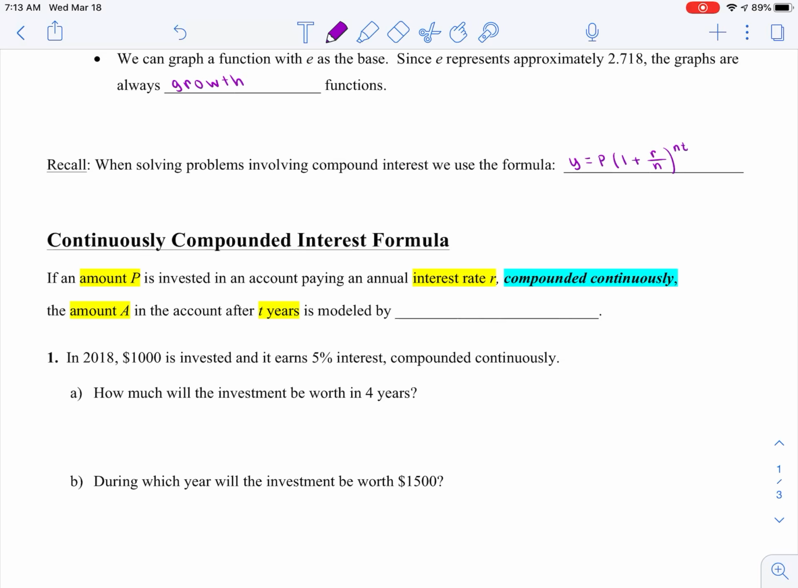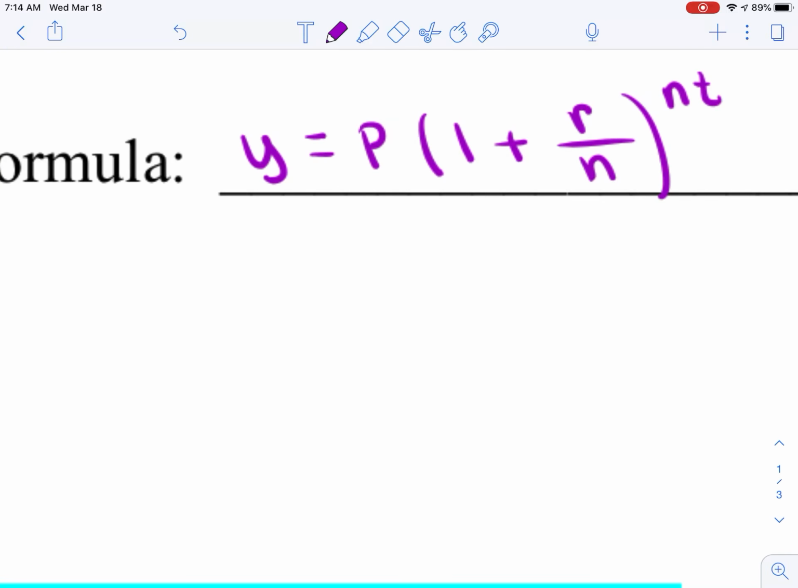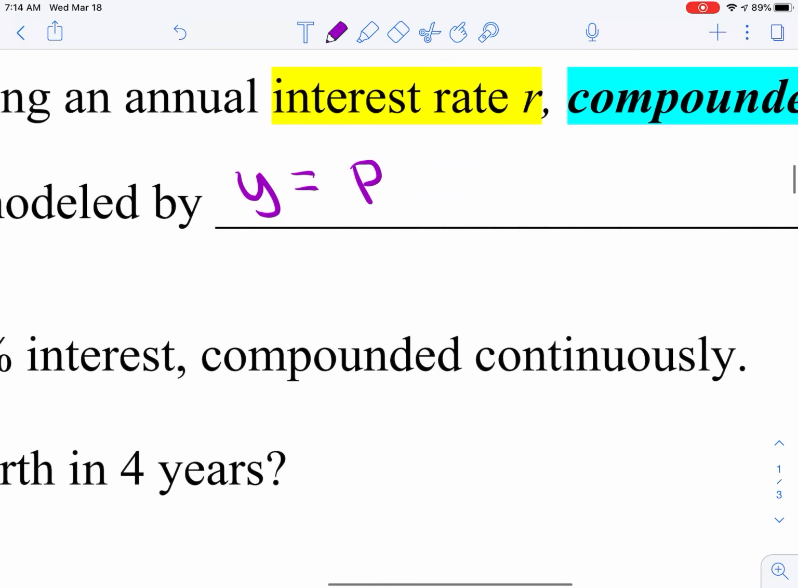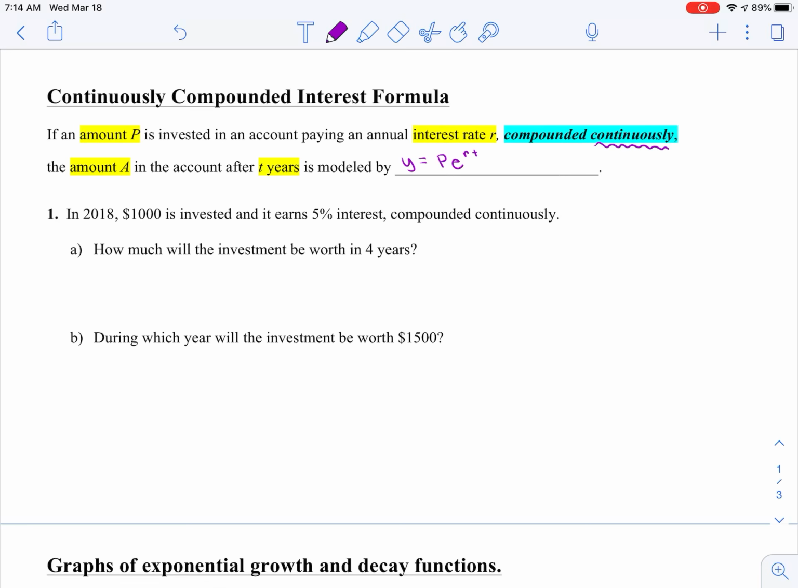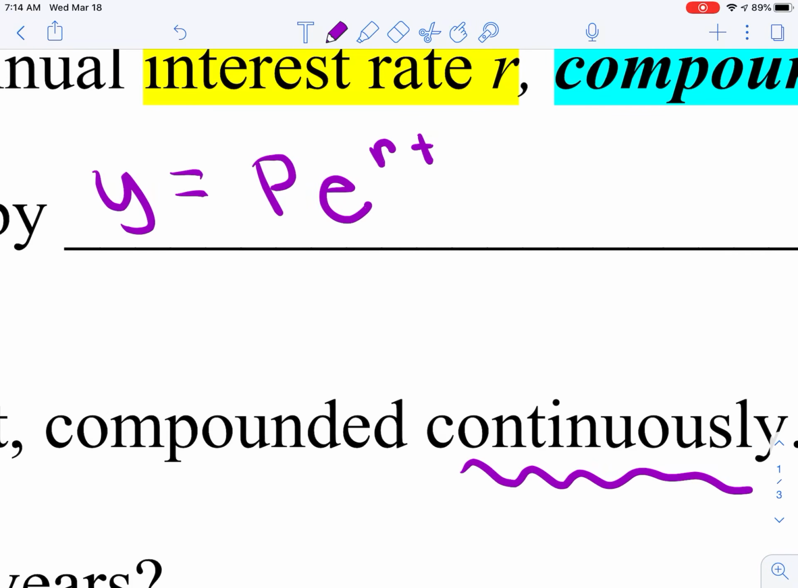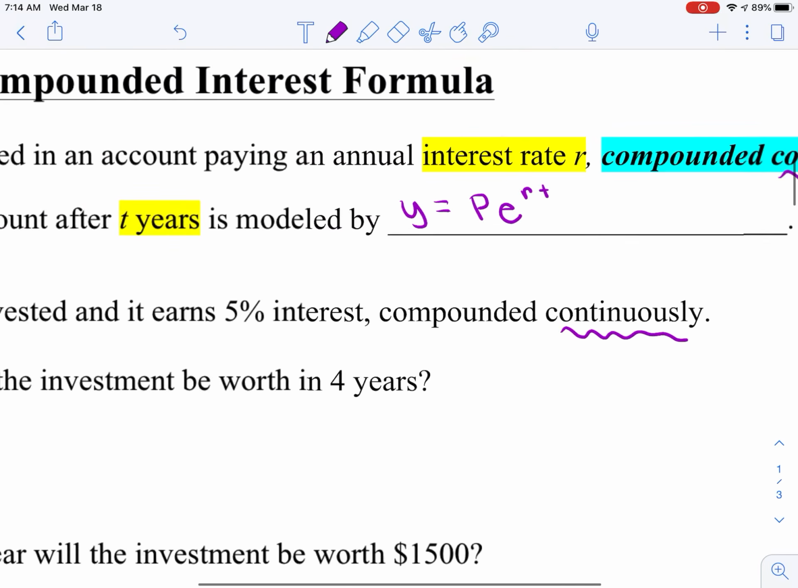Well, today's new formula is this idea of continuously. So if you ever see the word continuously, we're going to still start with y equals, and then that starting amount, but in place of this 1 plus r over n, we're going to actually put E. And then we're going to raise this to the rate times time. So how do we use this formula? Well, you're going to see problems that say compounded continuously. The second you see that, right away, think this formula, and a lot of times you'll hear people refer to it as PERT, P-E raised to the R-T.